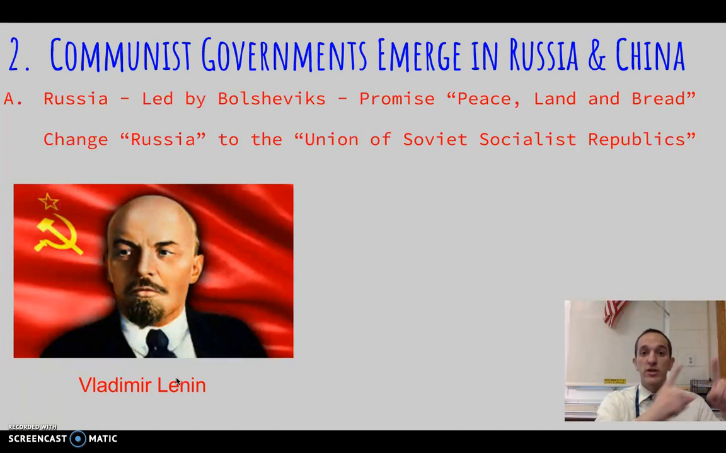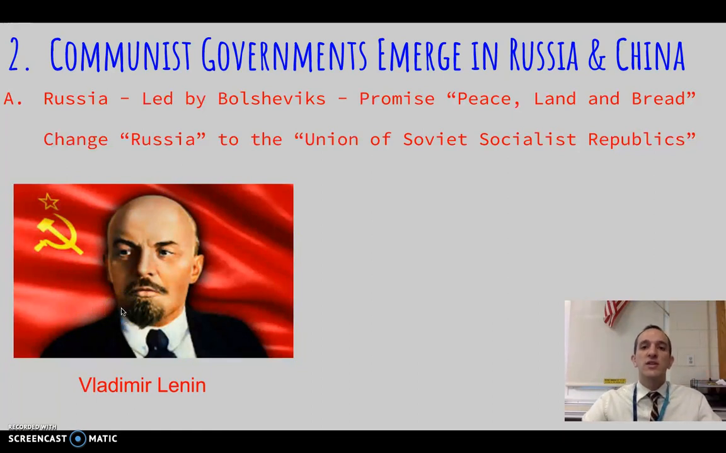We're going to see a revolution in Russia. We're going to see a revolution in China. In Russia, they're going to be led by the Bolsheviks. This group right here, who's led by a guy named Vladimir Lenin, they're going to promise peace, land, and bread. And they get a ton of support as a result of this.